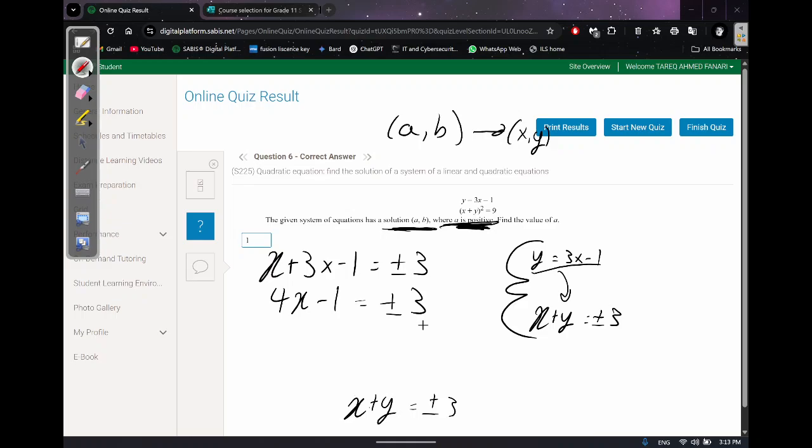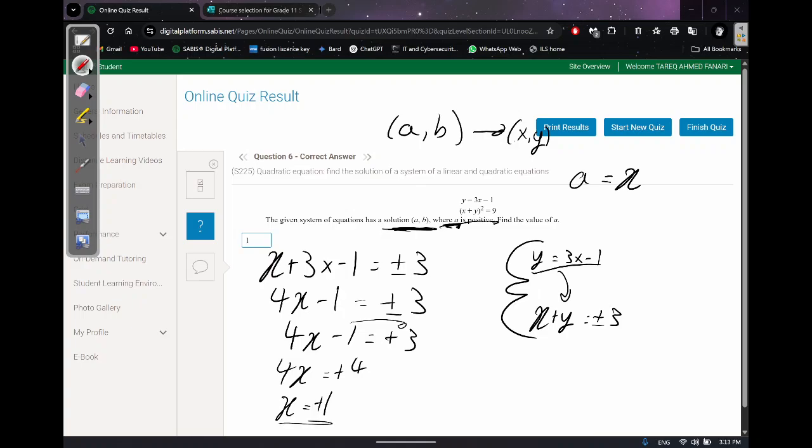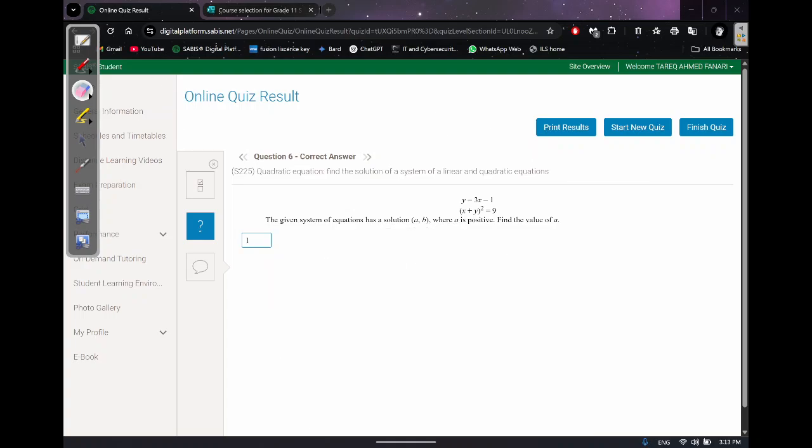Let's solve for positive 3 first. So 4x minus 1 equals positive 3. Take this to the other side. 4x equals positive 4. X is equal to positive 1. And this is where this keyword comes in, where a is positive. Remember, a is x. A is equal to x. And since we just found the positive x value, means that since a is equal to x, a is plus 1, or 1 in this case. You don't need to write the plus sign. Okay.